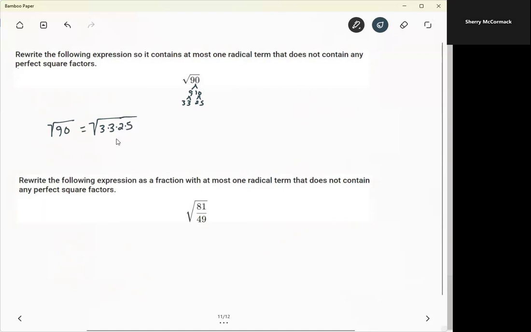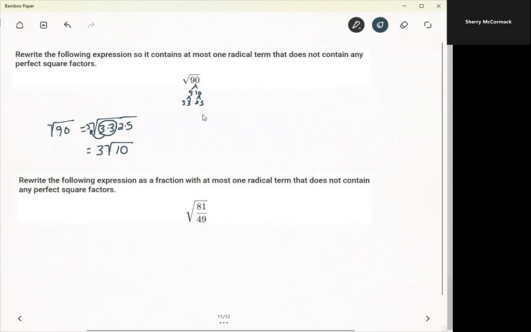Now, what do we have in common that can come out as a pair? Well, the 3s can come out as a singular 3, but can anything else come out? No. So the 3 stays on the outside, and then I have 2 times 5 on the inside, or 10. So the square root of 90 can be written as 3 square roots of 10.